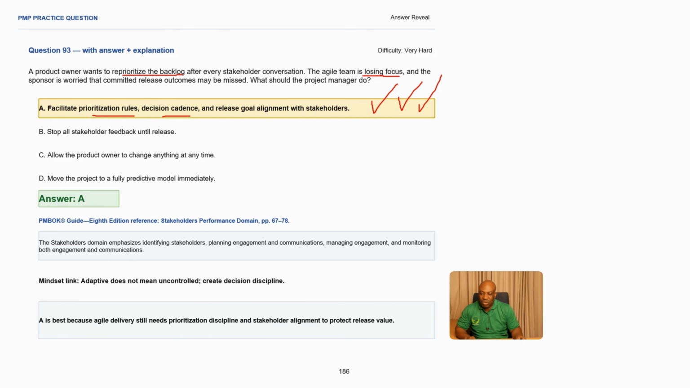How do we link it back to our PM book? Stakeholder performance domain. And what is the best mindset that can be applied here? Adaptive does not mean uncontrolled. Create decision discipline. Even if you're using Agile, you still need to control some of these things that are coming into the project. And making A the best answer, because Agile delivery still prioritizes discipline and stakeholder alignment to protect release value. Making A the best answer.